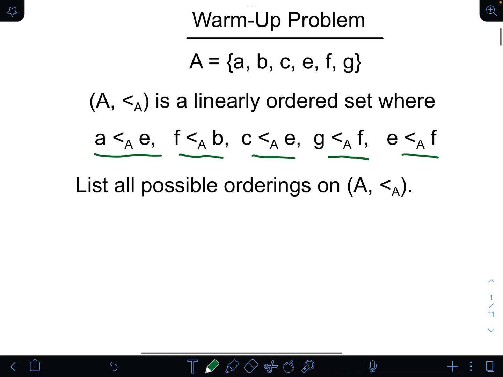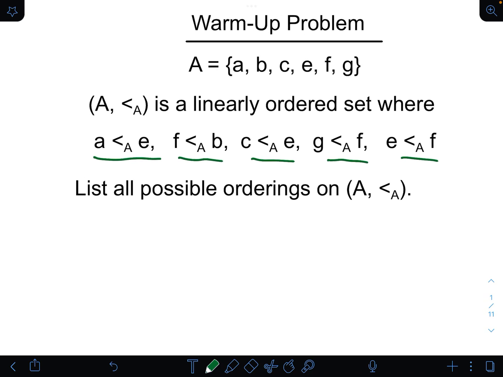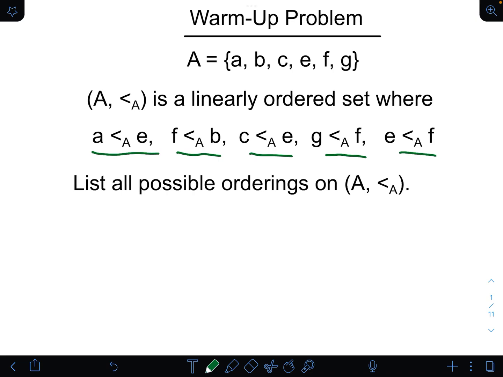only 5 different inequalities that tell you A is less than E, F is less than B. So if this is some linearly ordered set, give me all the possible orderings on this set. I'll give you the hint that there's actually 8 different possible correct orderings for this that satisfy the 5 inequalities you see here. So again, I would ask you to pause this video.